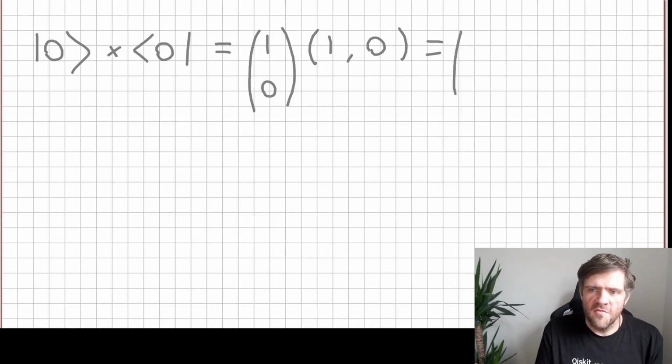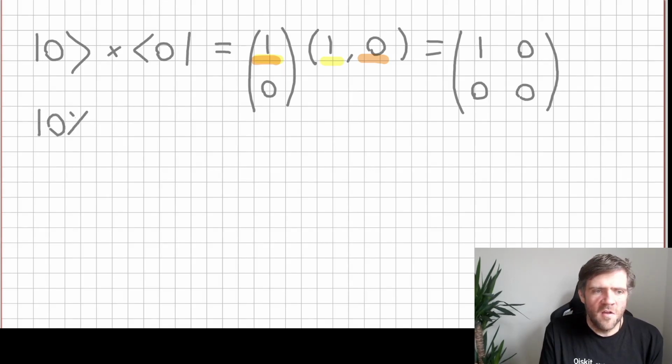So this is going to give us a matrix, and the element at the first row and the first column of this we get by taking the thing from the first row of this and the first column of that, which is 1 times 1, and therefore 1. To get the first row and second column, we do 1 times 0, so that's a 0. And then for the second row and first column and the second row and second column, we also get another 1 times 0 and a 0 times 0. So this is the matrix form of this particular outer product. And we can write this more succinctly as |0><0|, like that. So |0><0| is 1, 0, 0, 0.